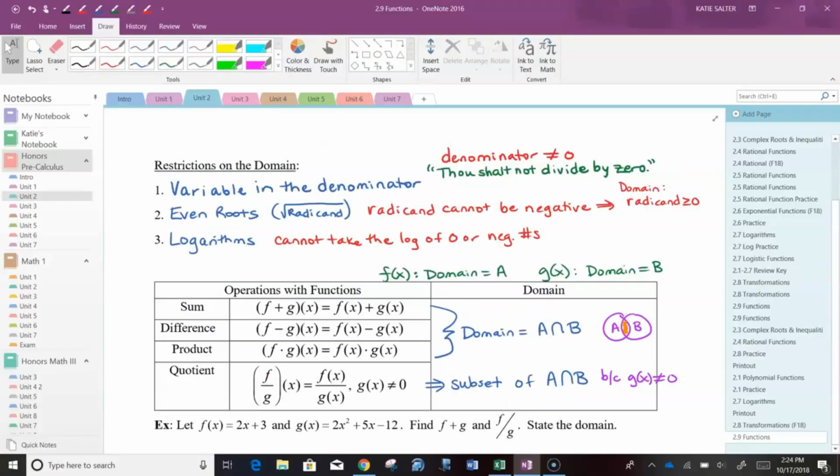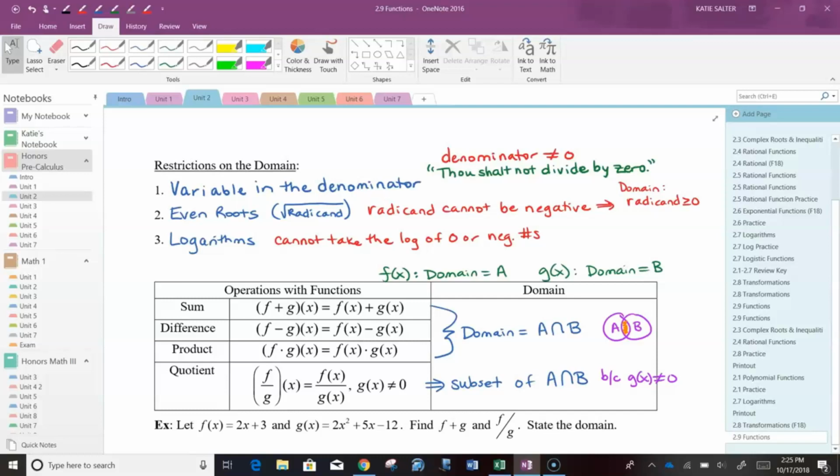Restrictions on the domain. There are 3 reasons why we do not have a domain of all real numbers for functions. The first is when we have a variable in the denominator. So anytime we have a function, such as a rational function, where there is a variable in the denominator, we need to check to see, is there a value that would make that denominator equal to 0? If there is, then it makes the function undefined, and that is a restriction on the domain.